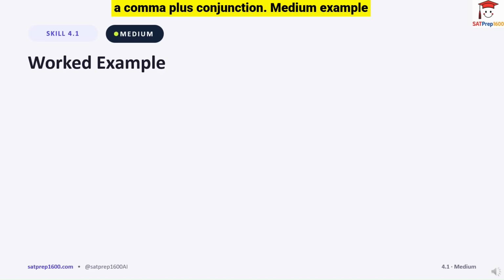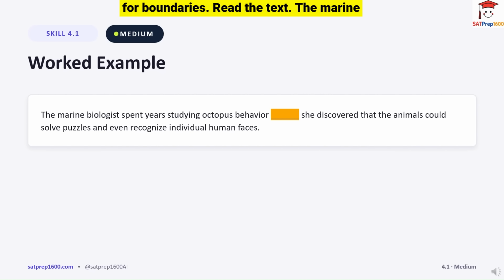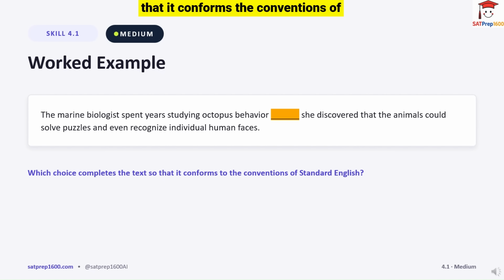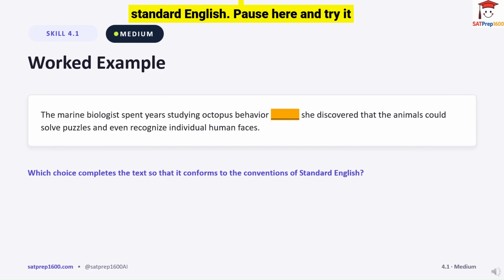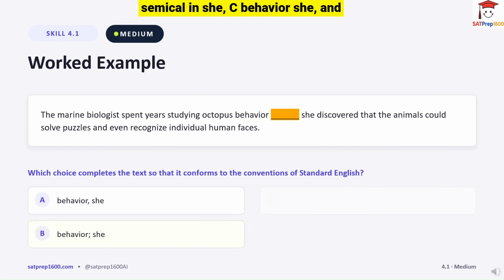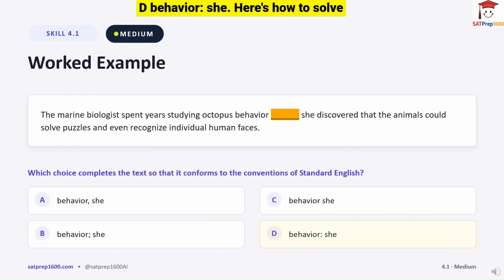Medium example for boundaries. Read the text. The marine biologist spent years studying octopus behavior, blank. She discovered that the animals could solve puzzles and even recognize individual human faces. The question asks, which choice completes the text so that it conforms to the conventions of standard English? Pause here and try it yourself before I show the solution. Your options are A. behavior, comma, she. B. behavior, semicolon, she. C. behavior, she. And D. behavior, colon, she.